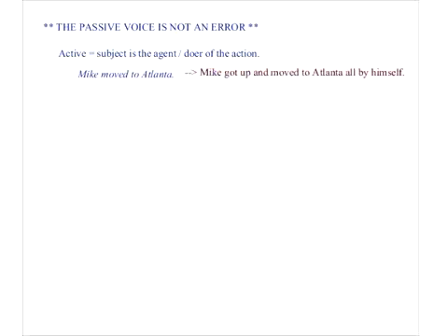In fact, there's not even a definite preference one way or the other. The passive voice just means that the subject is the recipient of the action instead of doing the action. So active means the subject is the actual agent or doer of the action. So if you say something like, Mike moved to Atlanta, then this means that Mike actually got up and moved to Atlanta of his own accord. So Mike got up and moved to Atlanta all by himself, or at least for his own reasons.